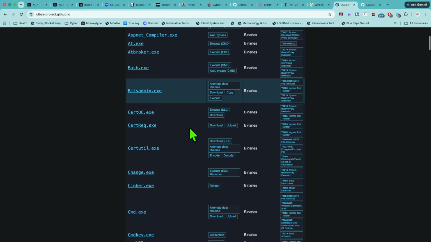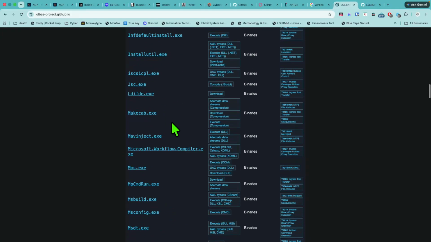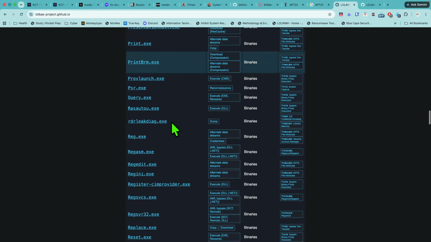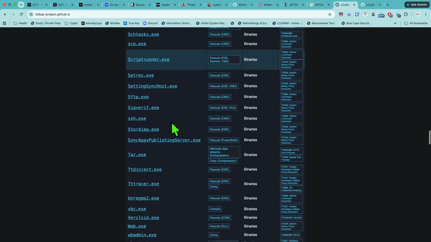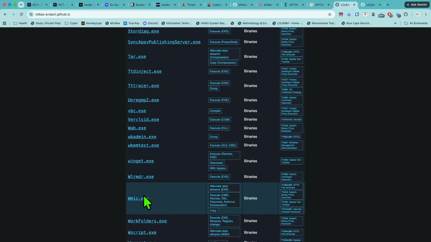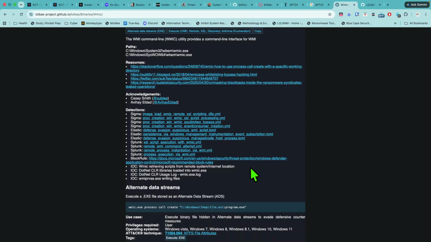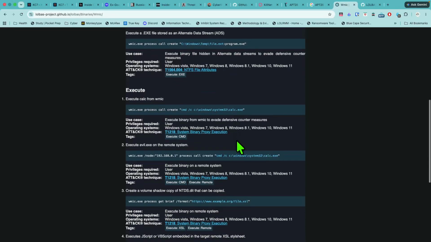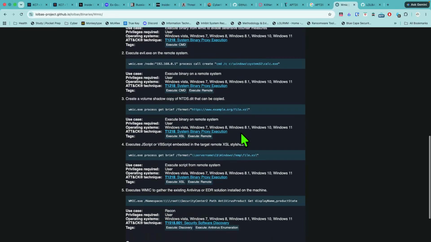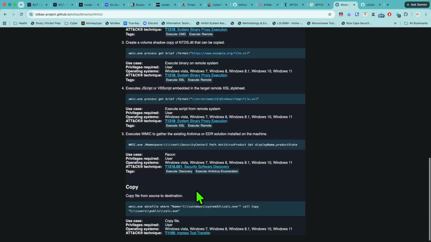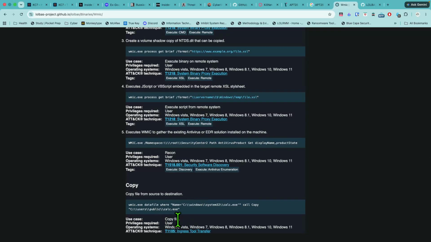So if we were to click on, for example, we talked about PowerShell. So let's go find PowerShell. Let's go find MSHTA or WMIC. There we go. WMIC.exe. And it gives us an understanding of what it is. The WMI command line utility provides a command line interface for WMI. We got the path here. We got helpful resources. We got details for detection, alternate data streams, execute, how it can be used for living off the land, and copying. Awesome. Use case, privileges required, operating system, and attack technique.